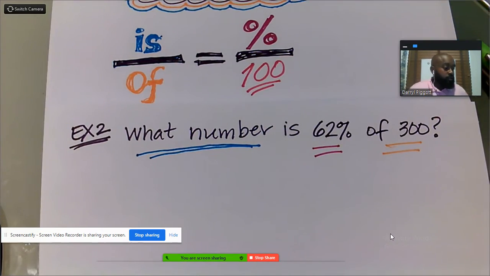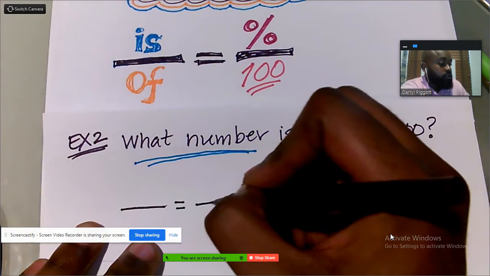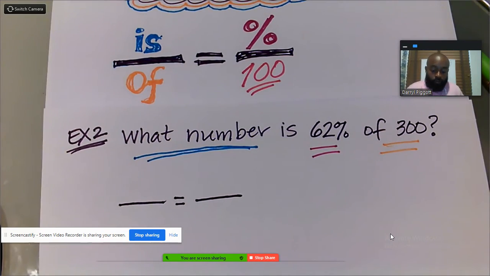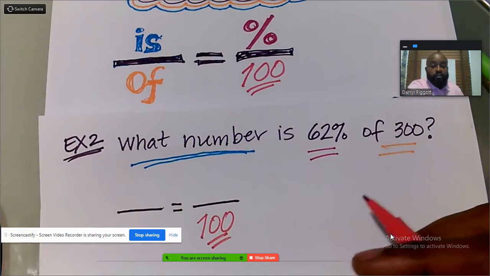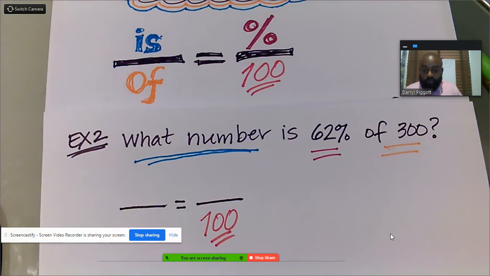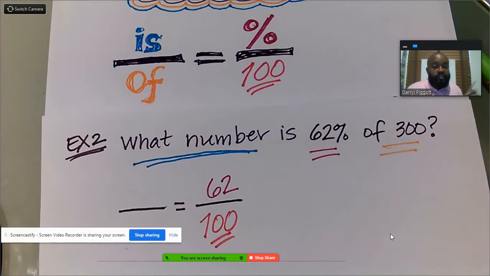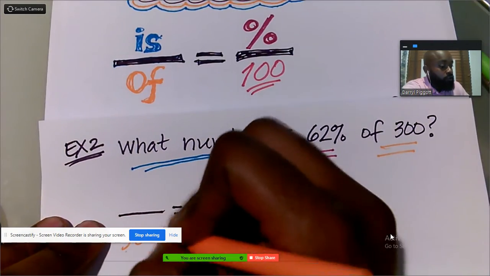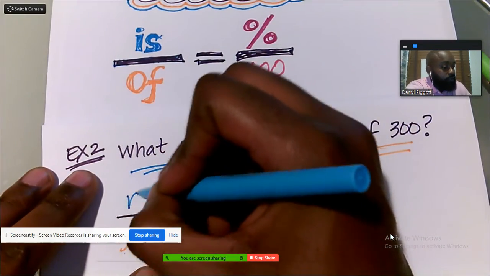So as we set up our proportion, I kind of like to set up the proportion first, at least as I'm learning the skill. Remember, 100 always goes in the same spot, so I'm always going to write it in that same spot. 100. We said the percent in this problem was 62, so 62 goes in the percent spot. We said of 300, so 300 goes in the of spot. And then it says what number is. So the what number, the variable, goes in the is spot. I'm going to call that n.